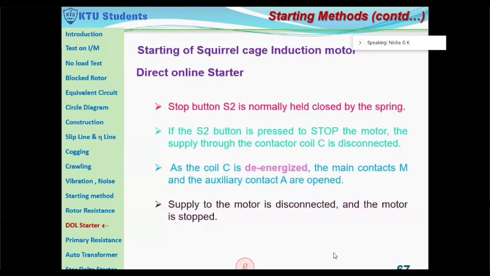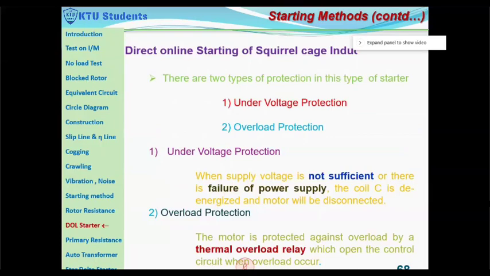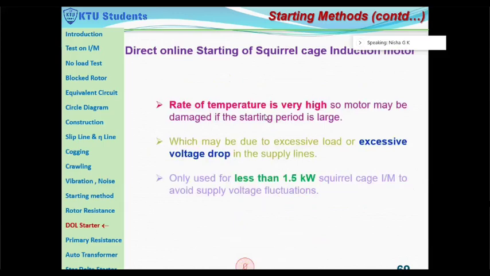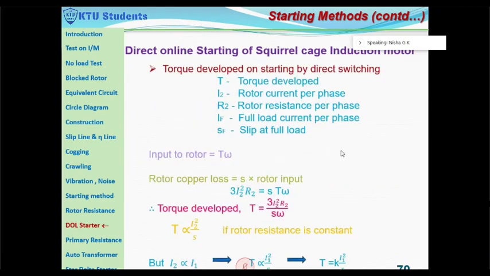Okay. So it will have under voltage protection and over voltage protection. Under voltage protection is when the supply is not sufficient or there is a failure of supply, then the coil C will be de-energized. Over voltage protection means if any overload occurs, the thermal overload relay will be in operation. Here the temperature rise will be there, and excessive voltage drop will be developed. It is only used for machines less than 1.5 kW.